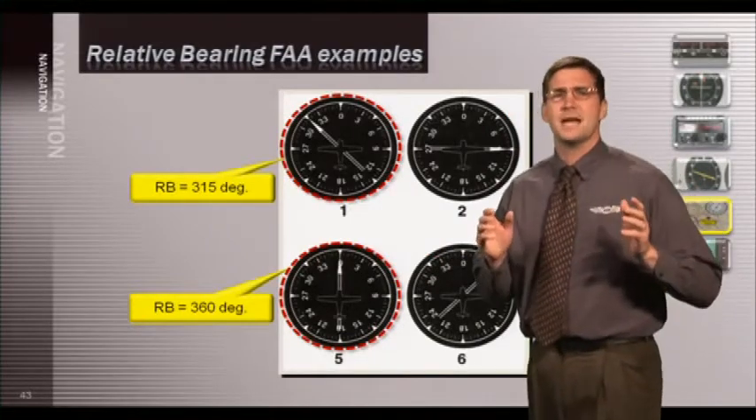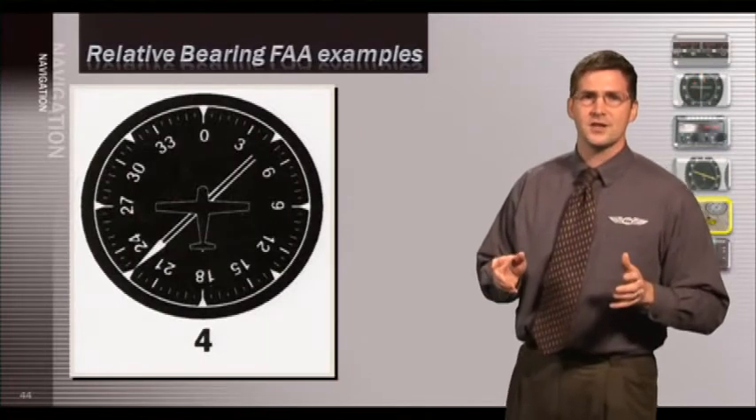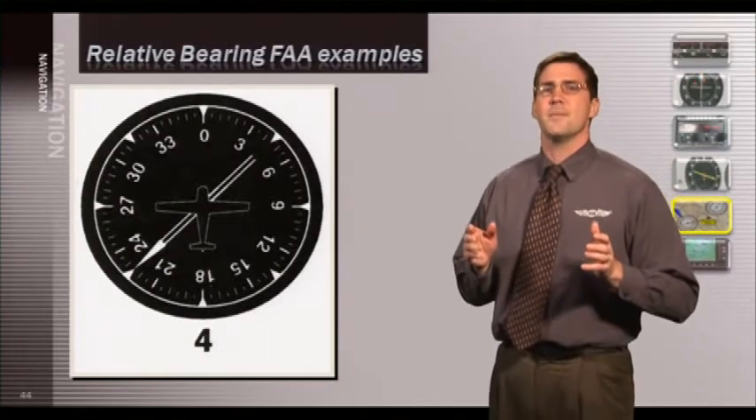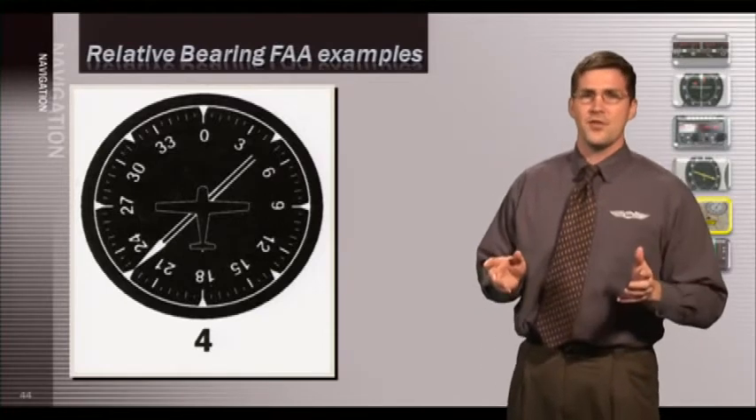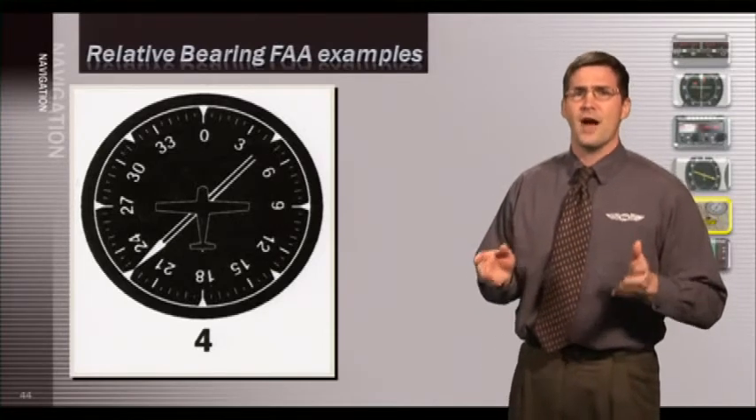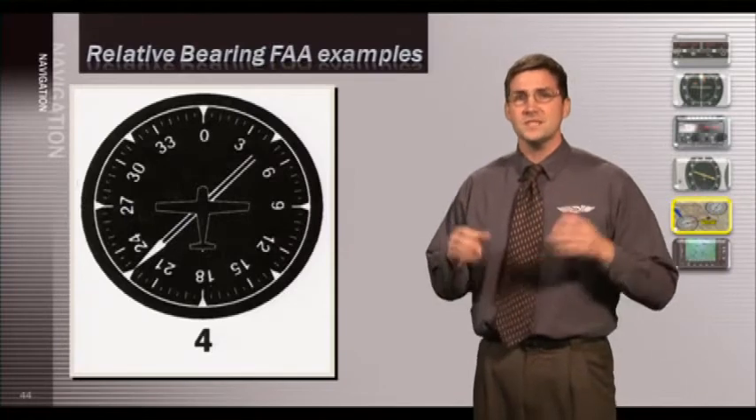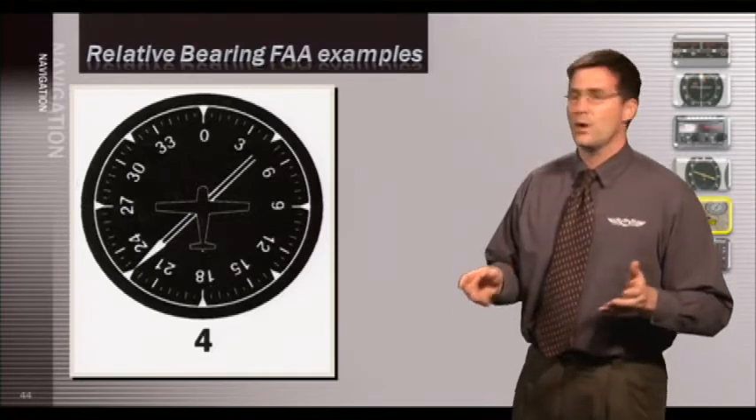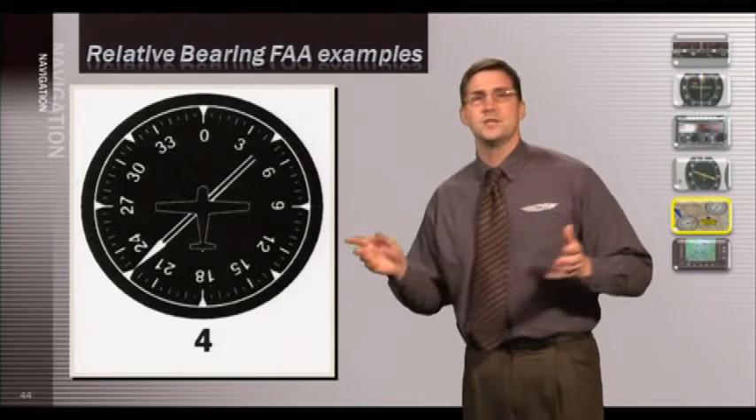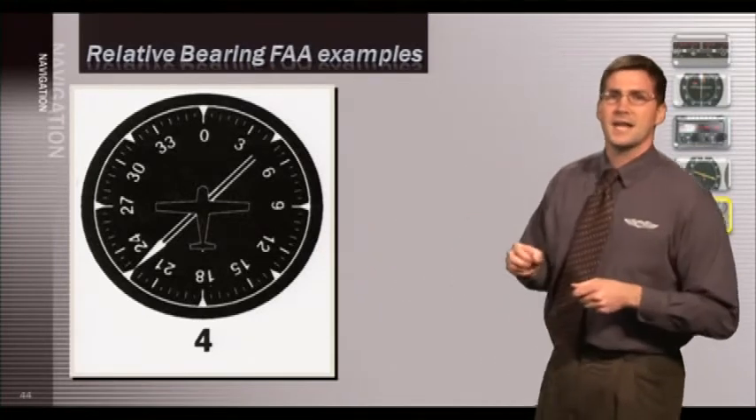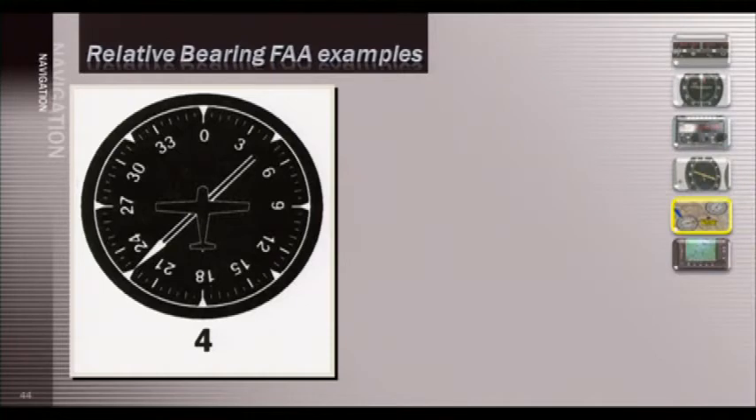To find a magnetic bearing to the station using a fixed card ADF, you will be given a magnetic heading, say 320 degrees. Write down the relative bearing to the station found on the head of the needle. In this case, it is 225 degrees. From here, it's simply arithmetic using our formula. Here's how to calculate the magnetic bearing to the station.